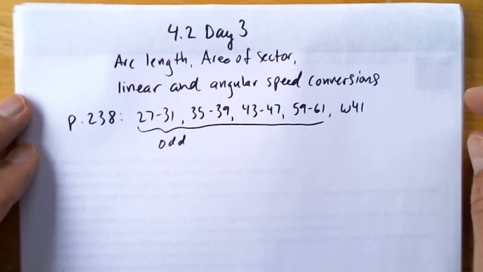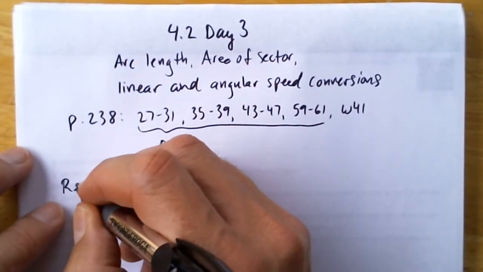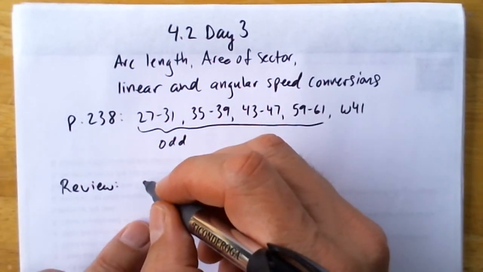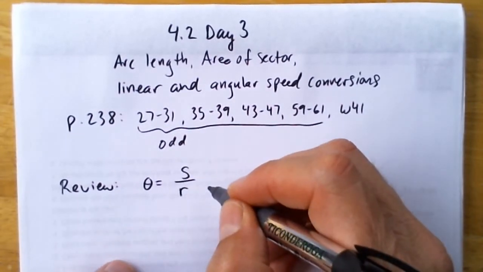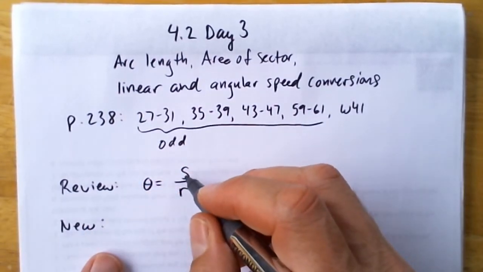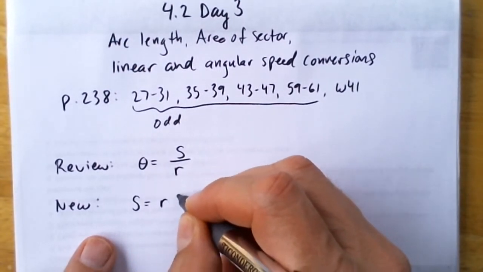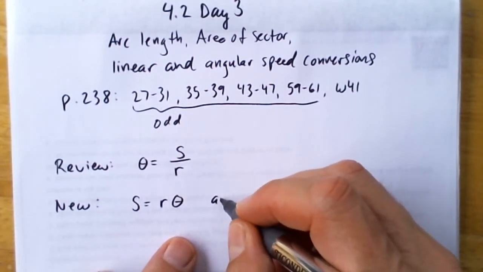Alright, so we'll talk about arc length, area of a sector, and then converting between linear and angular speed. So we learned that a radian is equal to the arc length divided by the radius. So then what we can do with that is to solve for the arc length, and so the arc length will be r theta. And that's the formula for arc length.